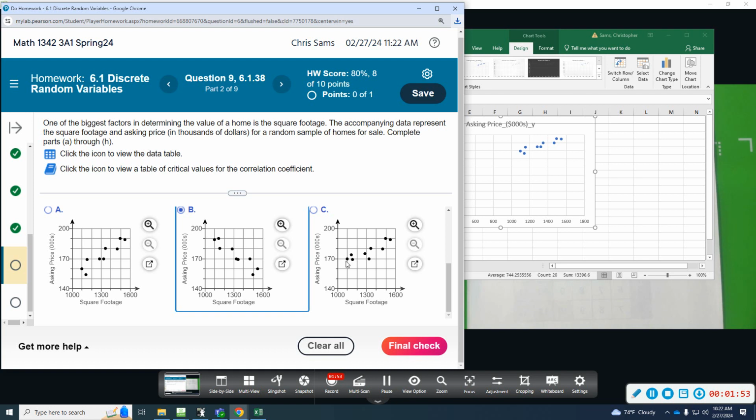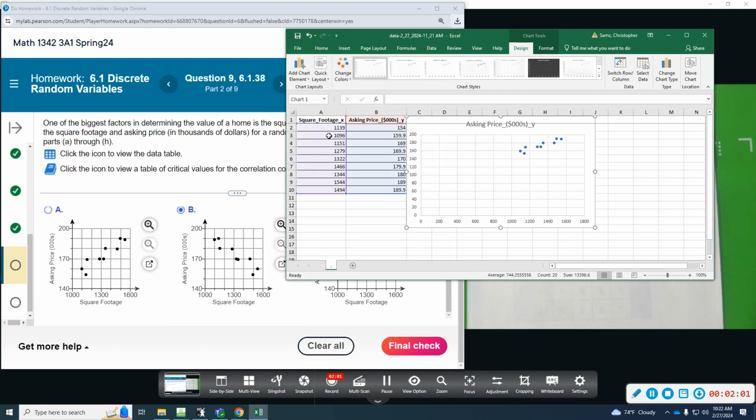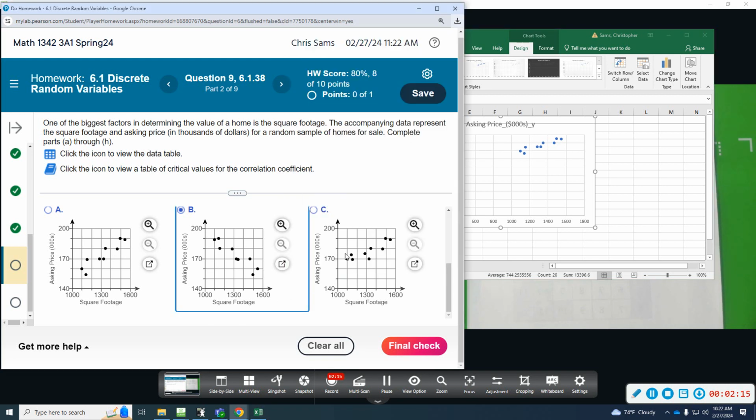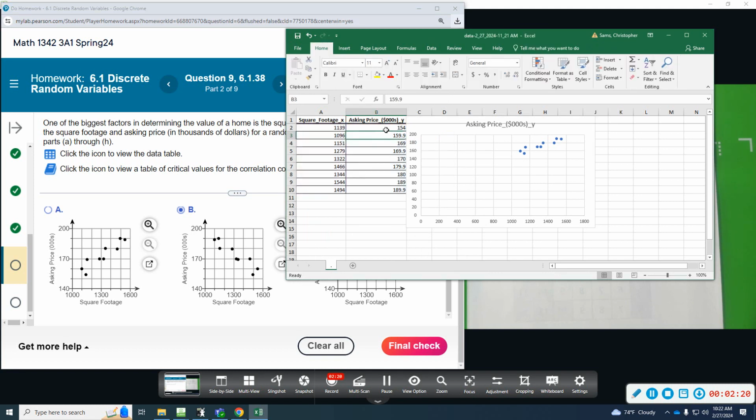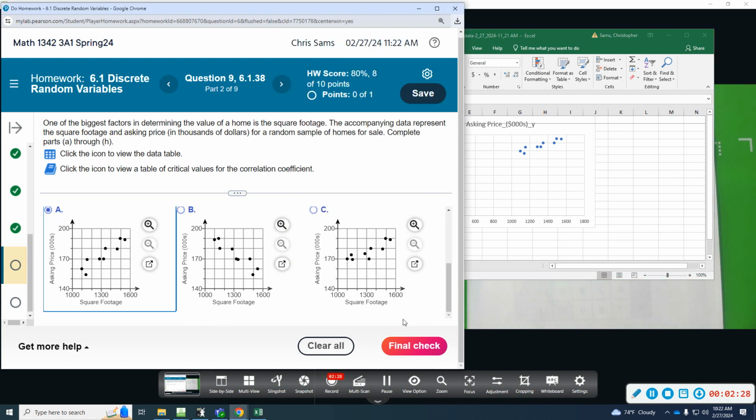What is the difference? These are clustered up around 170. These go a little bit below 170. So let's look at our data one more time. All of our prices, we have some that are definitely below 170. And C suggests they're right at 170 and above. Looking at my data, as far as the cost, we have 150, 159. We have some that are clearly below. So in my opinion, A looks like the best.